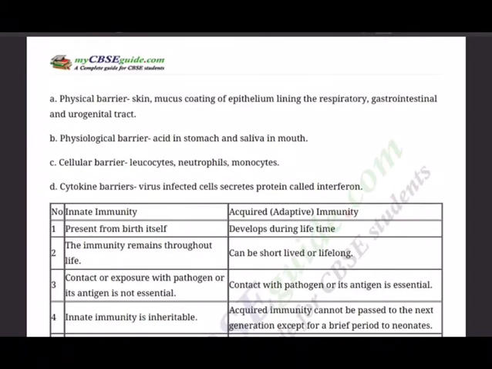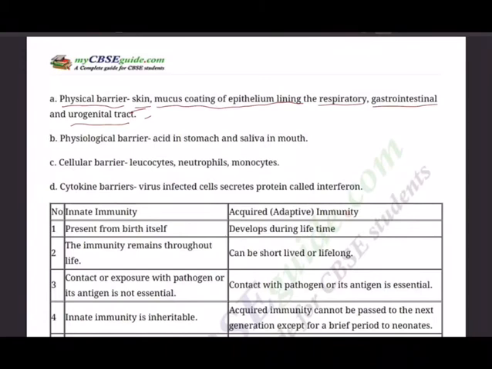One, physical barrier, first one, and skin is our BSF, border security force. It will not allow, the skin acts very tight and it does not allow any foreign substance. So that is our BSF. And then mucus, second one, coating of epithelium lining in the respiratory system, as well as gastrointestinal system and urogenital tract. So there is a liquid part, mucus part, which will also try to prevent any pathogen entering inside.